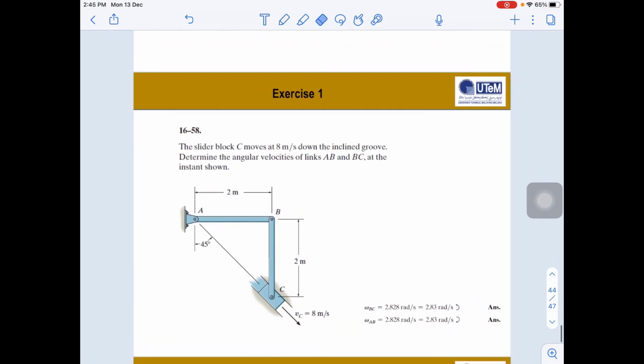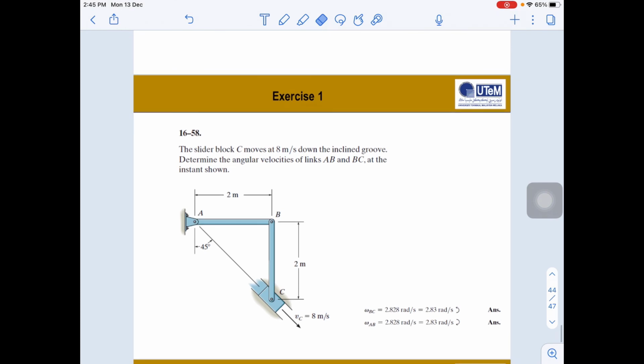Okay, for your attendance, you need to do this exercise. All right, so change this to 12. Okay, so determine the angular velocity of link BC at the destination. Right, so you can use ICV method or relative motion method. It's up to you.